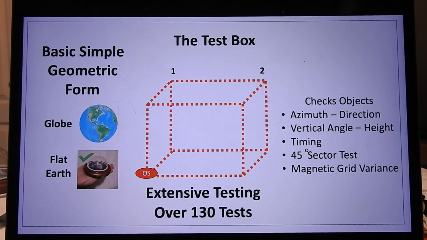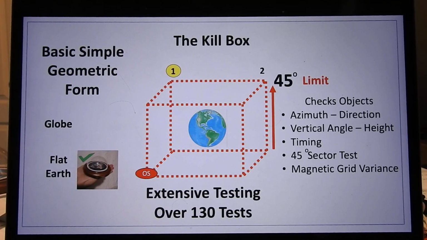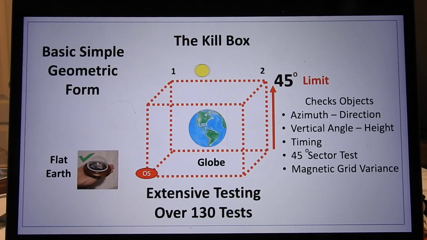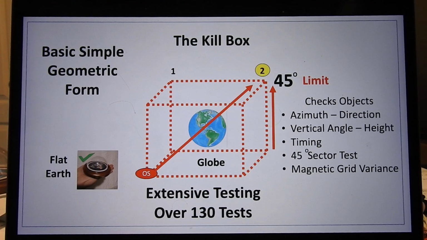So when we design that test box or that kill box to test the globe and the flat Earth model in the 45-degree sector test, the globe model goes into the kill box. We move that sun position to position 2 after we get the sun survey point at sun position 1, or solar noon. Then we measure the vertical angle and we find out that's the limit at 45 degrees. It can't exceed 45 degrees. That's because you're measuring from a curved surface.